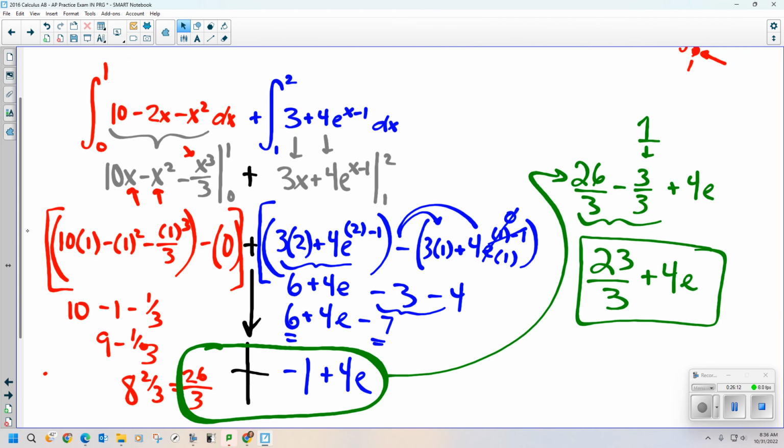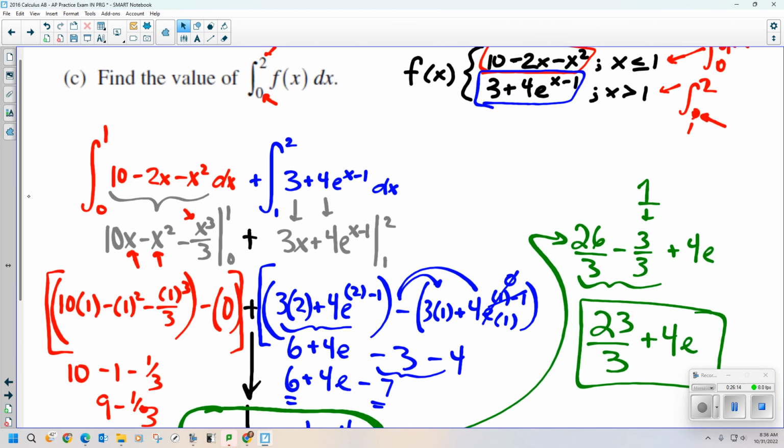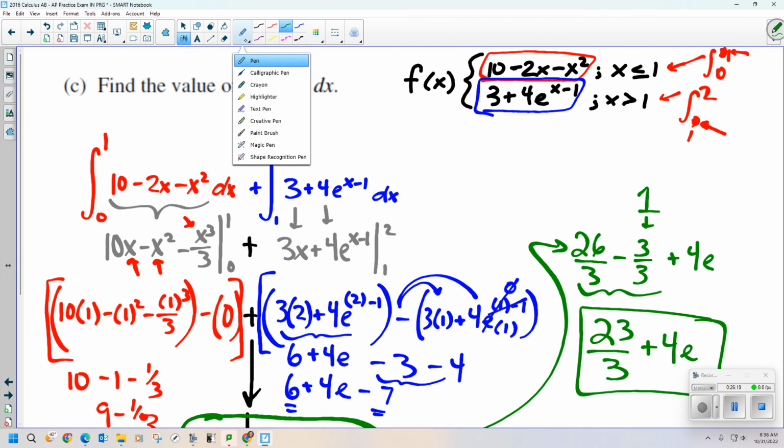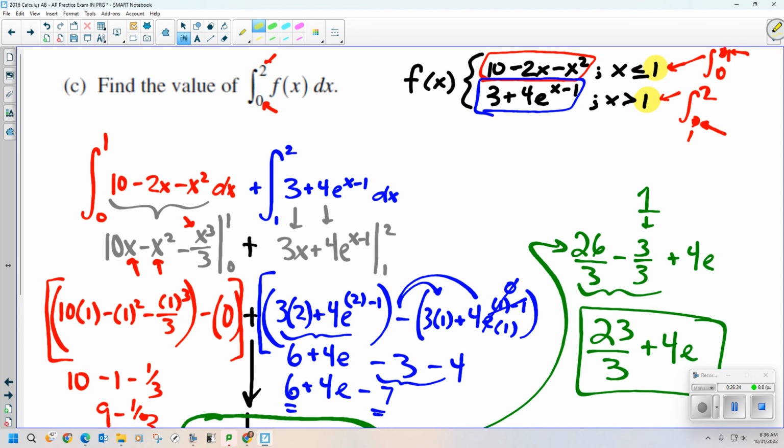If you're not comfortable integrating, this is going to be bad. First and foremost, you need to understand that since this splits at 1, your integration needs to be split also at 1, right in between there. That's the big thing to take away from here. Beyond that, it's just simple integration, simple algebra. Calculus is so algebra heavy, it's crazy. We are done with free response question 6.